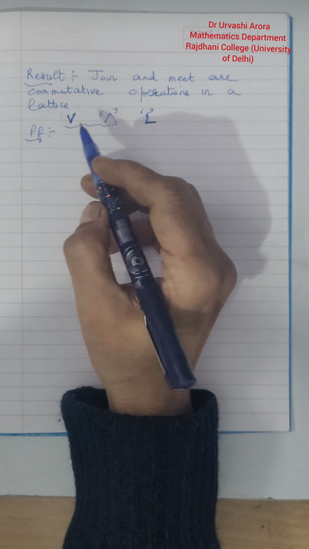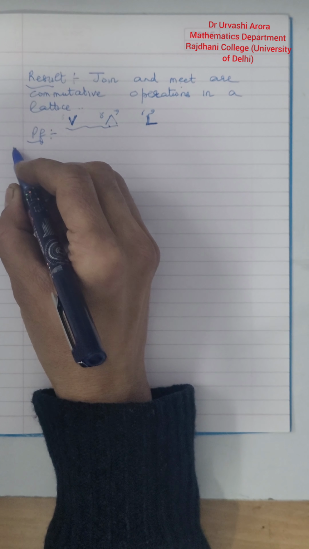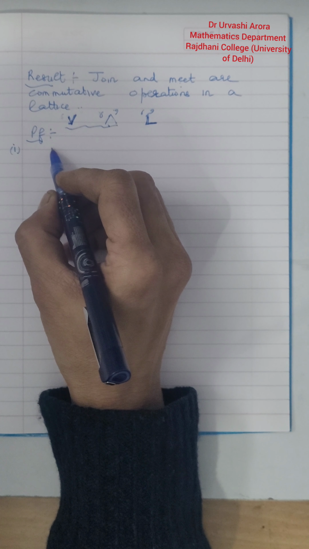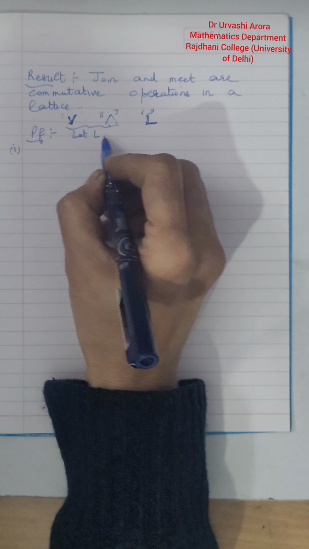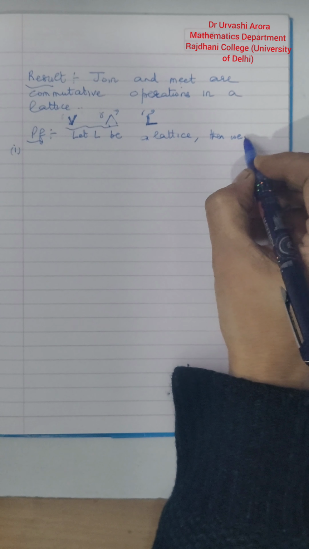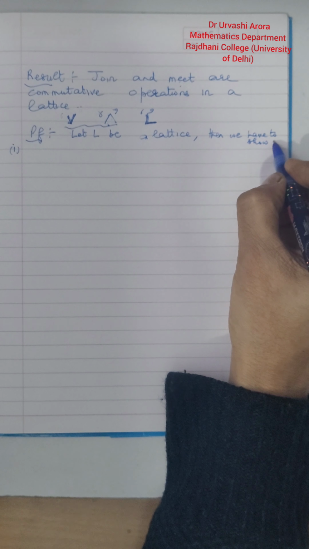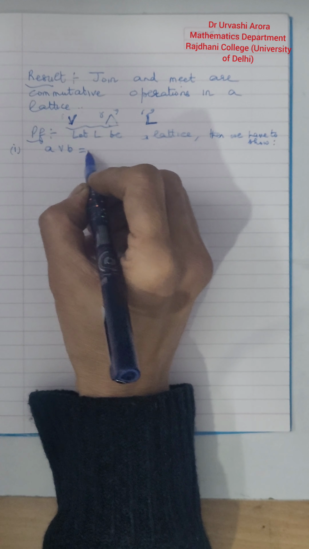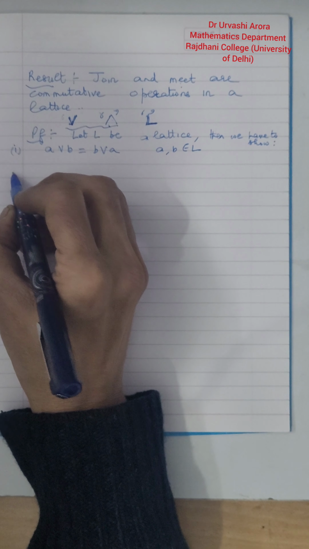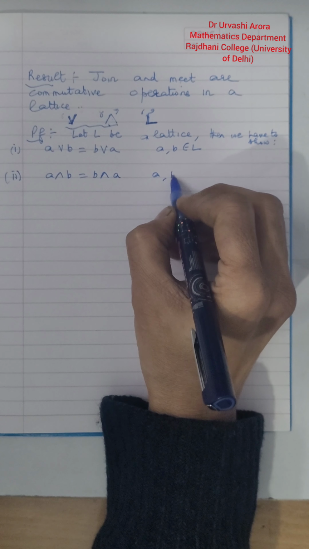So we just have to show that these two operations, join and meet, are commutative operations, which means that there are two parts to this result. The first part is that we have to show that join is a commutative operation. Let L be a lattice. We are working in a lattice. Then we have to show that A join B is the same as B join A, which means that join is a commutative operation, where A and B are elements of L. And the second part is that A meet B is equal to B meet A, which means that meet is a commutative operation in the lattice L.